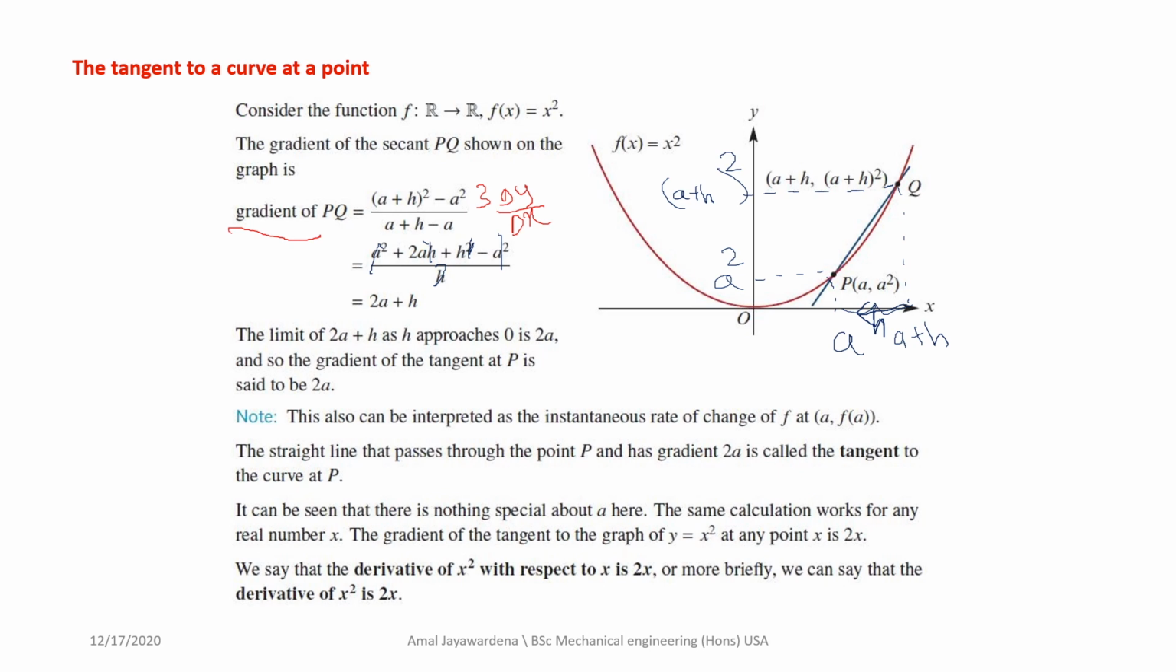The gradient of the tangent to the graph y equals x squared at any point x is 2x. That means if you draw a tangent at any point of this graph, of this particular function, the gradient is just going to be 2x. It doesn't matter if it's P, Q, or somewhere else, or this point here. So we say that the derivative of x squared with respect to x is 2x. That's how we say it in calculus class. Or more briefly, we can say that the derivative of x squared is 2x.